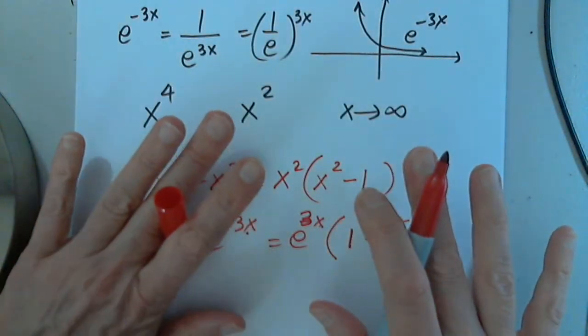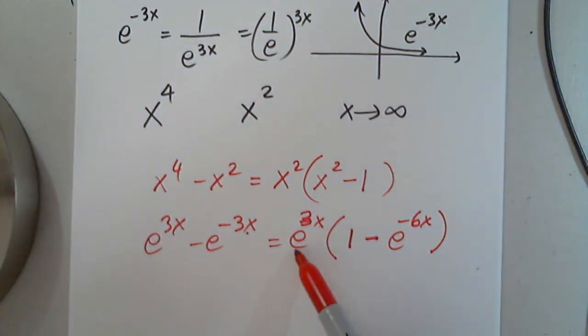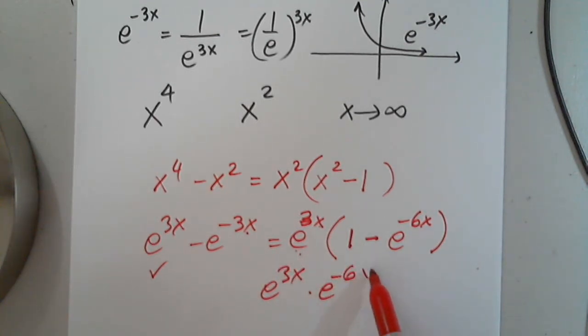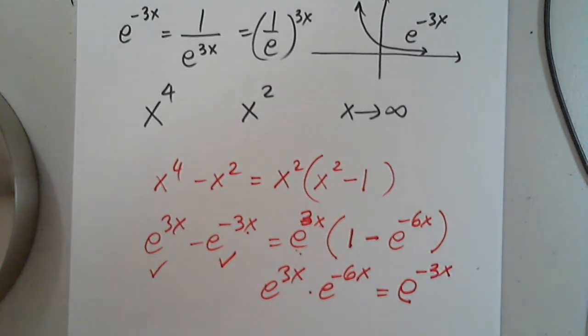Now I stop, so let's check. E to 3x times 1, check. E to 3x times e to negative 6x, I have to copy the base and add the exponents. Check. Is that okay? Yeah, I understand now. Better? Yes. Okay.